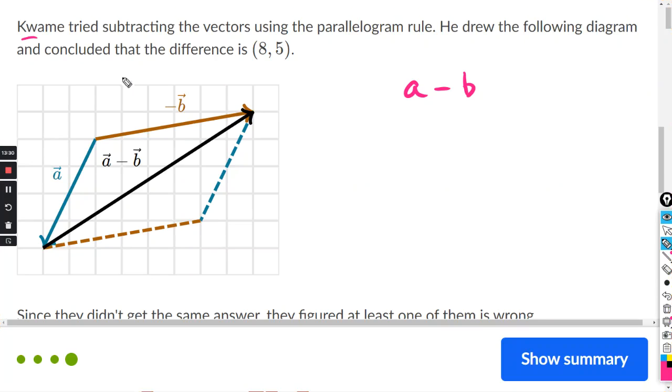Kwame used the parallelogram. He constructed it correctly. Here's A, here's negative B, and they're connected with the tails. So that's correct right there. However, when you draw the diagonal for the parallelogram, you're supposed to start at the tails. So this right here would have been the correct diagonal for A minus B. He started at the wrong point and drew the wrong diagonal as a result. So that was the mistake that Kwame made.